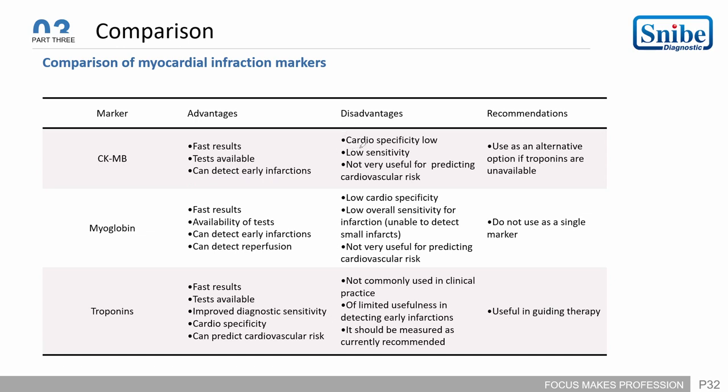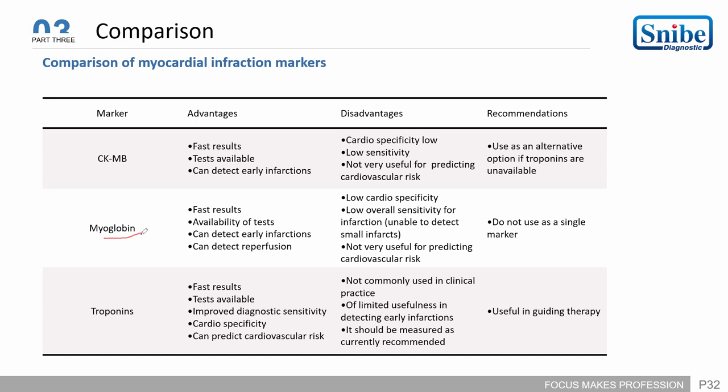The disadvantage is that cardio specificity is low, because in some cases other organs are also releasing CKMB. They have a low sensitivity and are not very useful for predicting cardiovascular risk stratification. So it is recommended as an alternate option if the troponins are unavailable. A physician can refer for the CKMB in case troponin I, HS is not available.